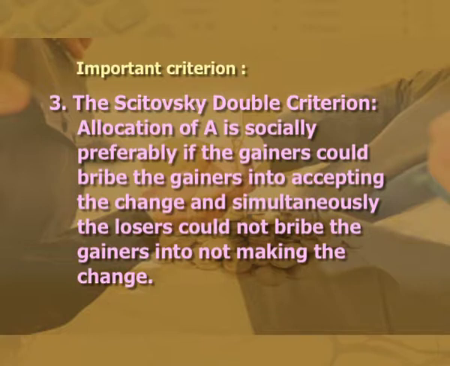Third is the Scitovsky double criterion. Allocation A is socially preferable if the gainers could bribe the losers into accepting the change and simultaneously the losers could not bribe the gainers into not making the change. This criterion implies interpersonal comparisons of utility, which are expressed in terms of gains and losses of social welfare in monetary terms. The criterion assumes that gainers and losers truthfully reveal their gains and losses. This criterion fails if they do not reveal them or go for bargaining.